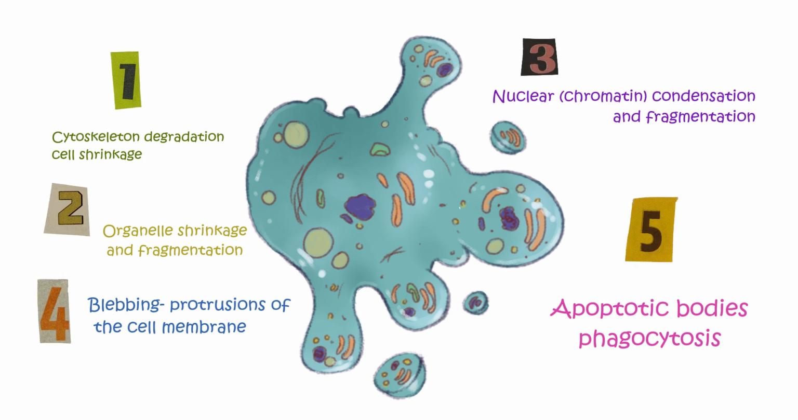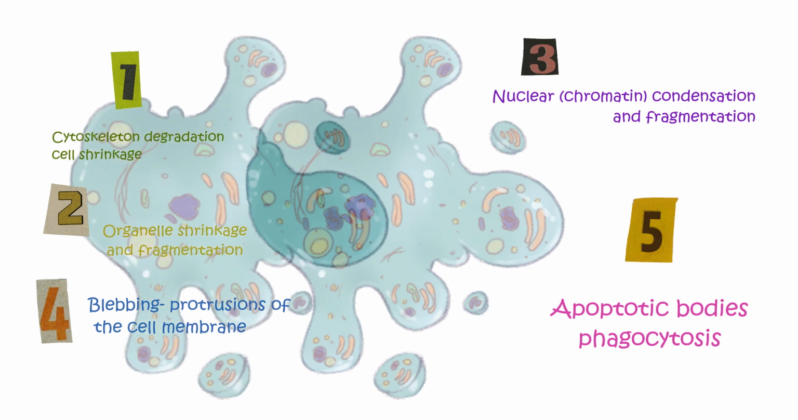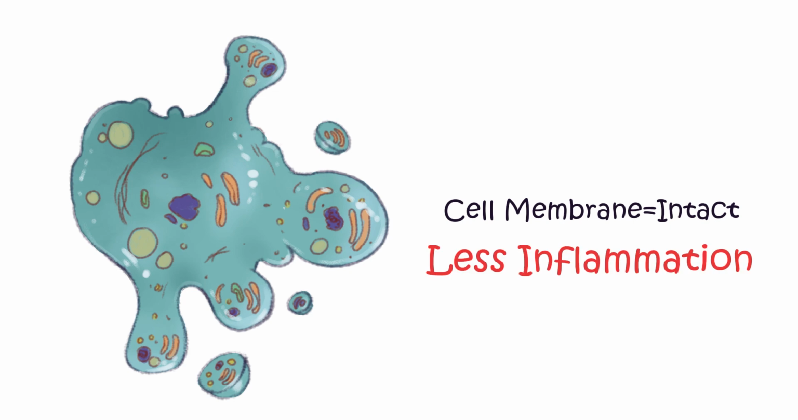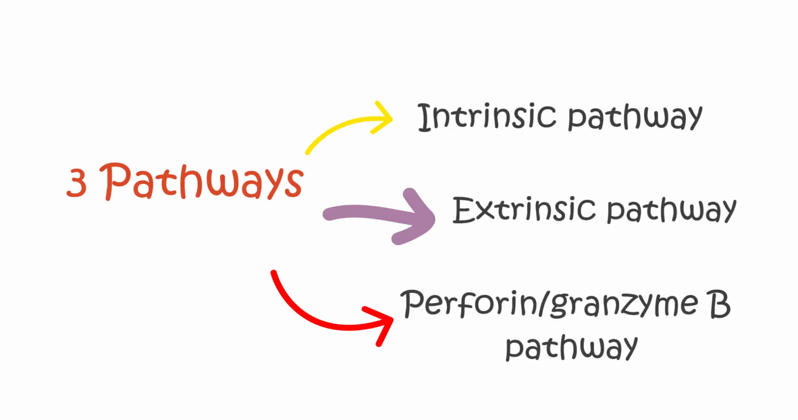You can see throughout the whole process of apoptosis that there is no leakage or breakage from the cellular membrane. It is intact, thus leading to less inflammation. So what are the main mechanisms behind this whole process? There are 3 pathways: the intrinsic, extrinsic, and perforin granzyme B pathways.